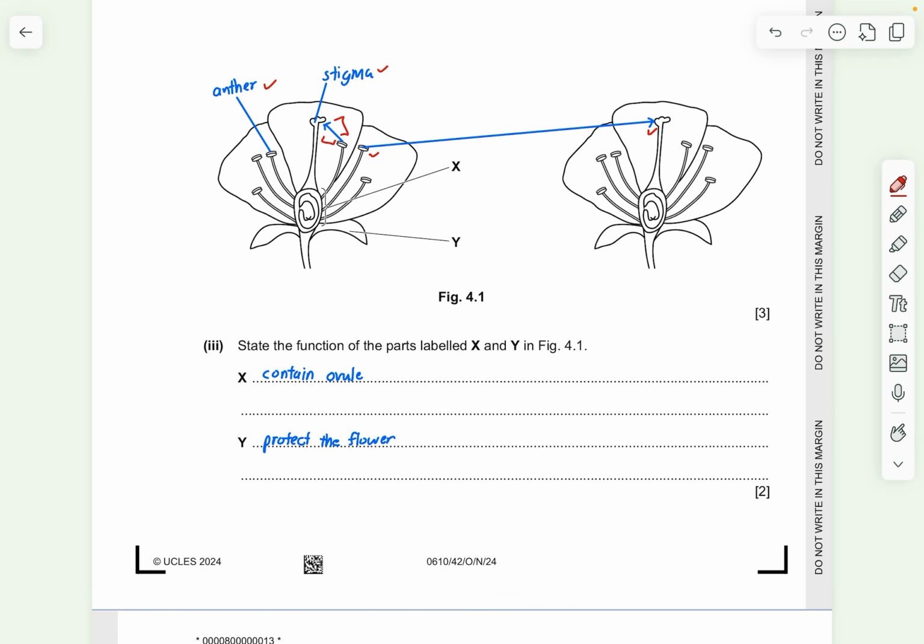Now part 3. State the function of the parts labeled X and Y. So X is actually the ovary. So the ovary contains the ovule. And Y is the sepal. Okay, I just labeled this is the ovary, this is the sepal. So the sepal will help to protect the flower. So these are just very small things that you have to keep an eye on, because this is actually a little bit tricky if you do not know what a sepal is. The sepal basically acts as a protection for the flower.